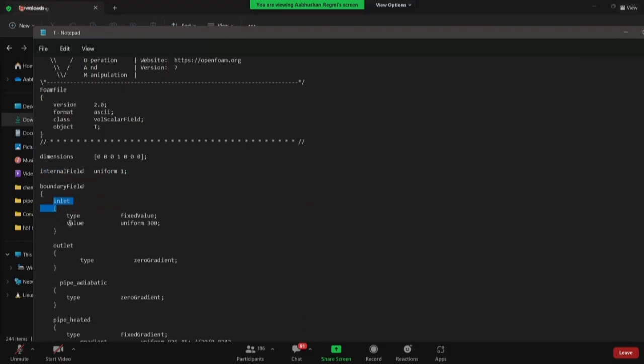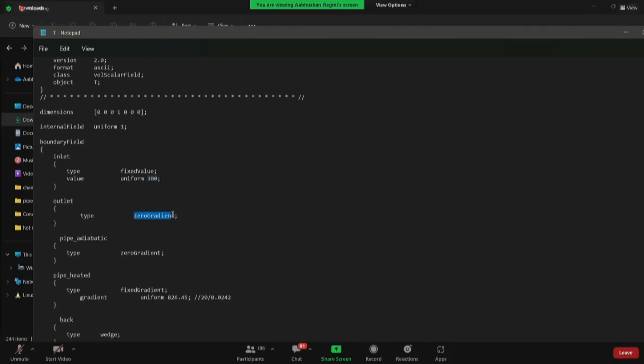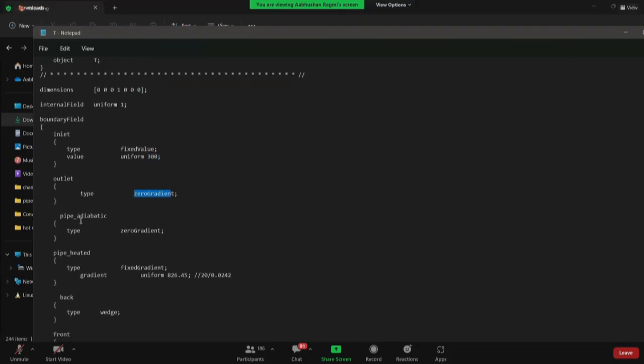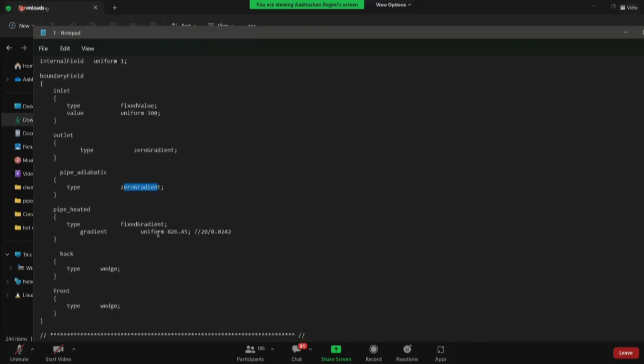And this is the inlet. At the inlet, we are giving 300 Kelvin, and it is uniform. At the outlet, we are providing a zero gradient boundary condition. At the adiabatic part of the wall, we are giving zero gradient. Similarly, as I showed you in my presentation, at the heated section we are giving a fixed gradient, and the gradient is calculated like this, 82.645. This is the temperature gradient, calculated by dividing Q by the thermal conductivity k. And at the back and front, which is our wedge in this case, we are giving the wedge boundary condition.